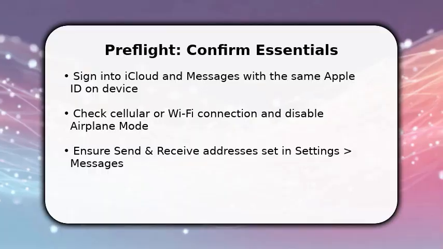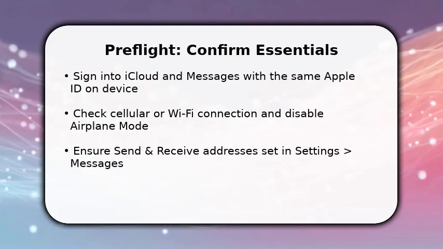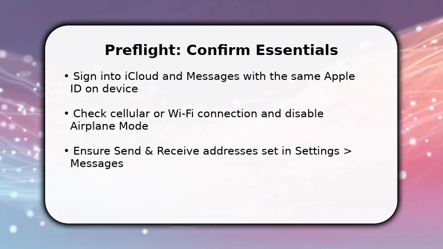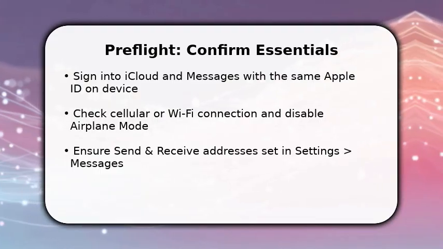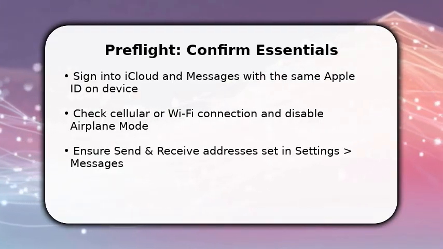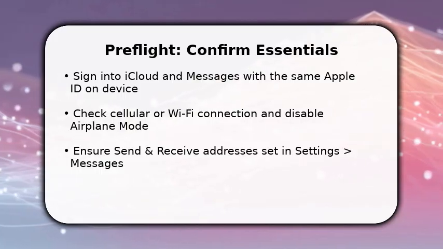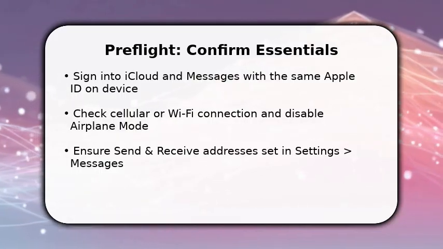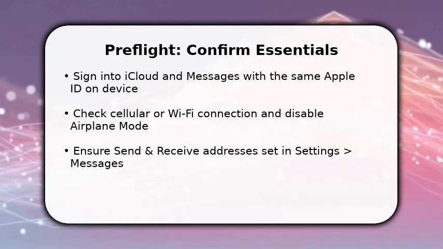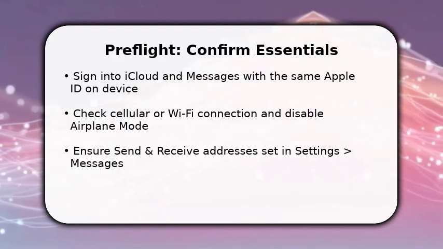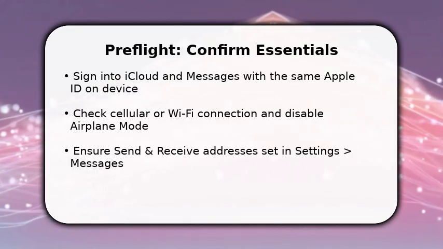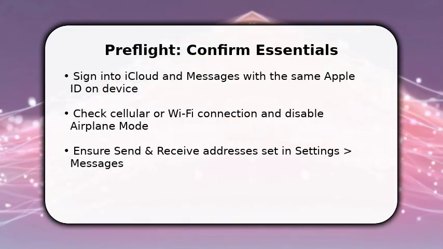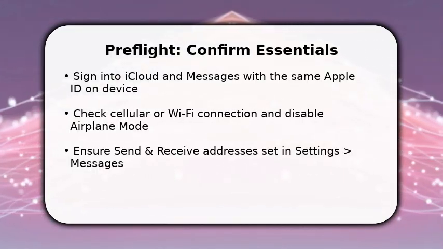Enjoy the video. You need the basics correct first. Sign into iCloud and Messages with the same Apple ID, then confirm network access, Wi-Fi or cellular, so messages can arrive. Once done, open Settings, Messages, and check Send and Receive addresses. Make sure your phone number and Apple ID are checked. If any address is missing, add it or sign out and back in. These steps fix most account and network mismatches that prevent iMessage delivery.